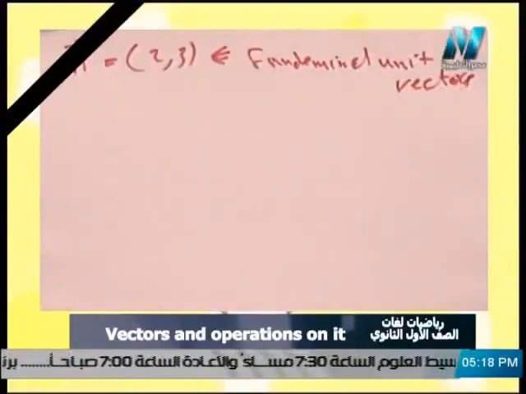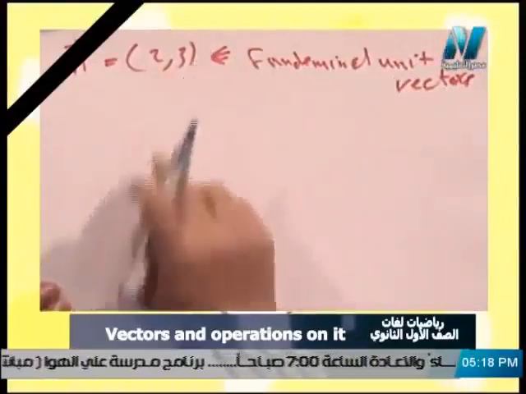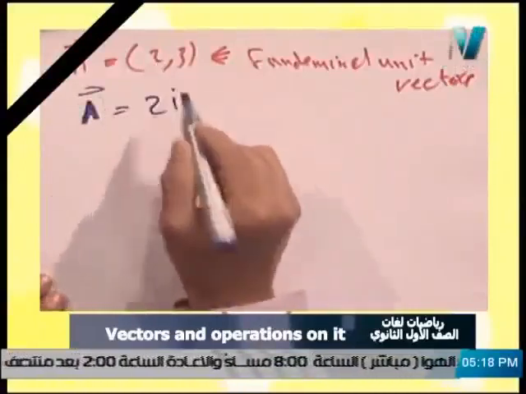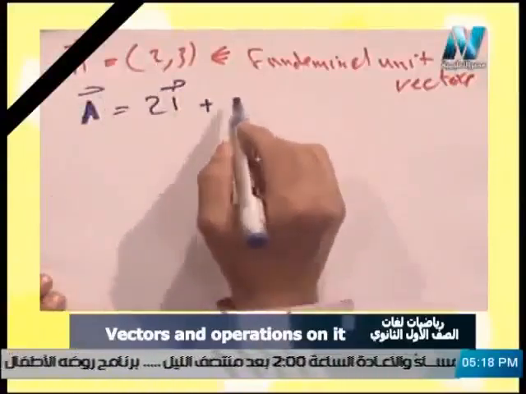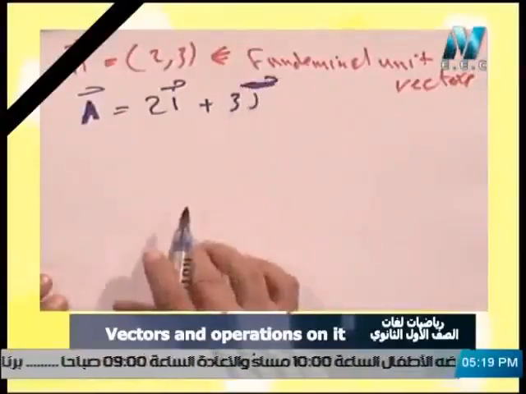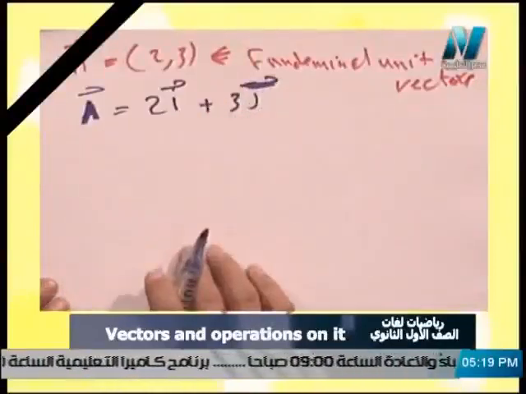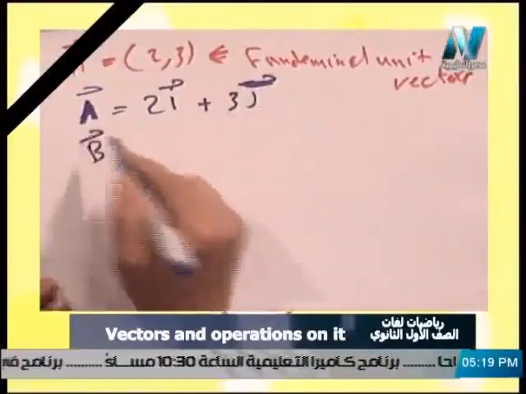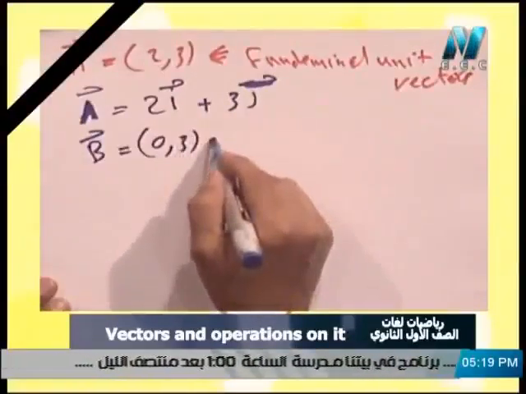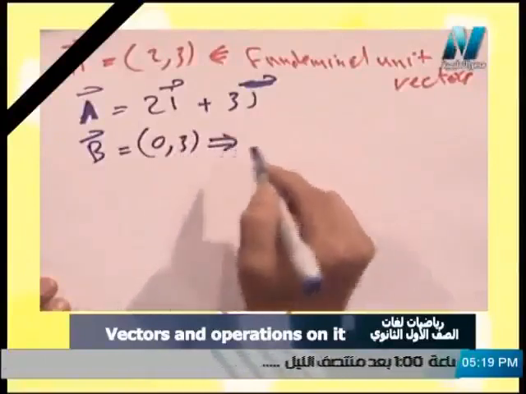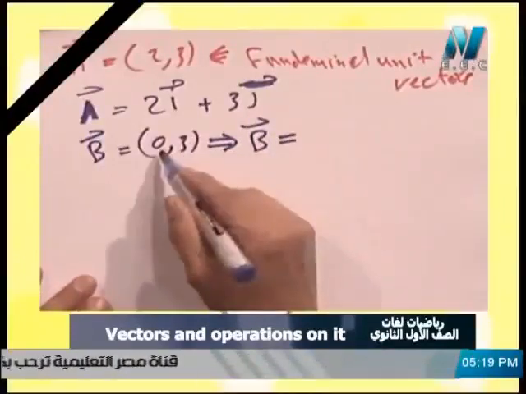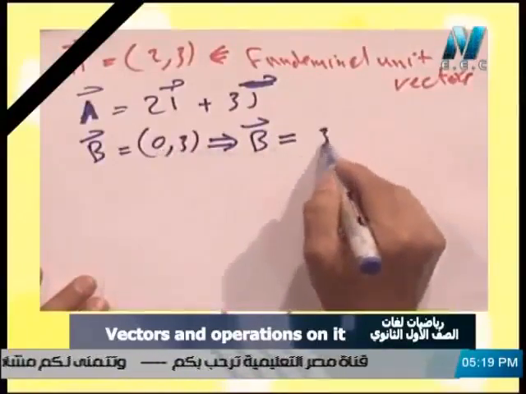This a equals (2, 3). This is the Cartesian form. We can write it as 2i plus 3j. Okay, 2i plus 3j. And if we have another vector b, (0, 3) as an example, then we can express it in this form. i is 0 here, so it's just 3j.